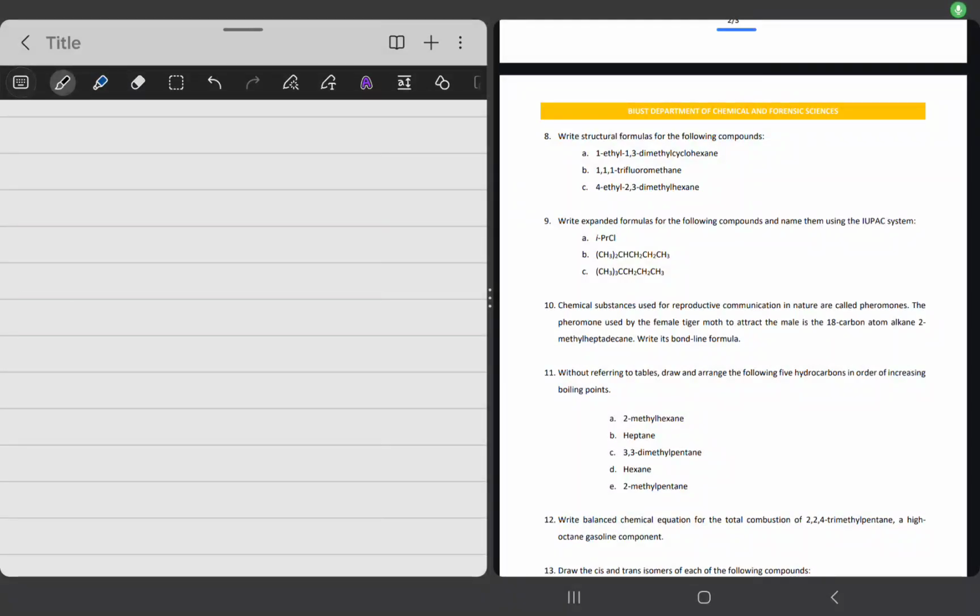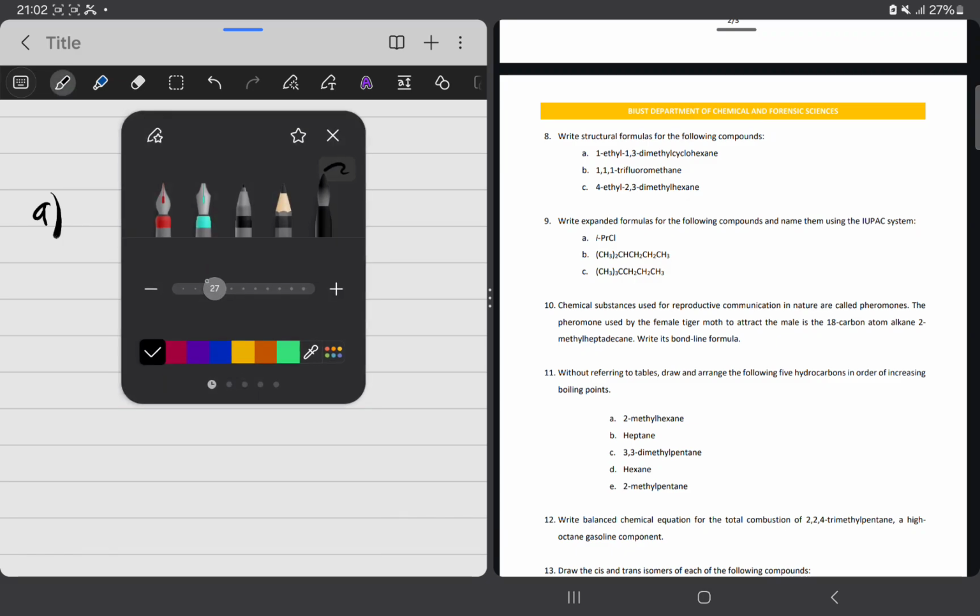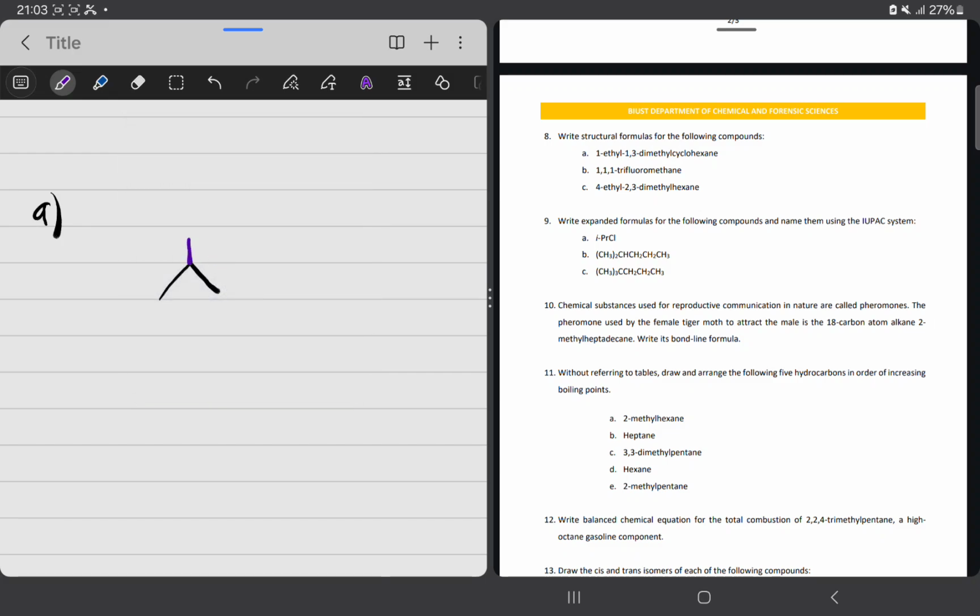All right, so let's do the isopropyl chloride, number 9A. How easy can this be? Isopropyl is so easy because remember we just put our propyl like this, and we put our iso going up. This connection is where the chlorine is going to be. Then this is going to be isopropyl chloride.